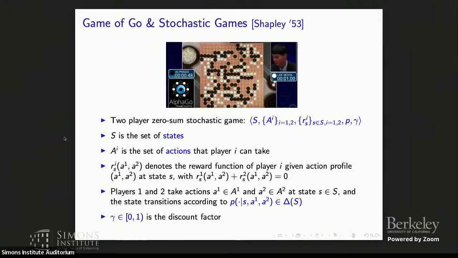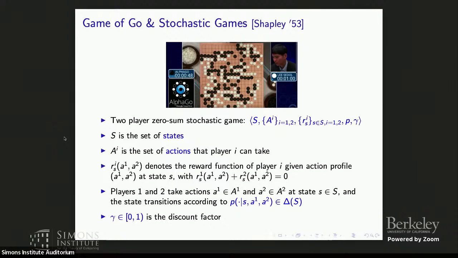Let me first briefly introduce what we mean by stochastic games. It was originally introduced by Shapley in his work in the 50s. We study a very simple, basic version called two-player zero-sum stochastic games, which is characterized by this tuple, where S is the set of states, A_i is the action space of player i, and the reward R_i is affected by the joint action of both agents. The system state transitions following some transition dynamics T, which is also affected by the joint action of both players.